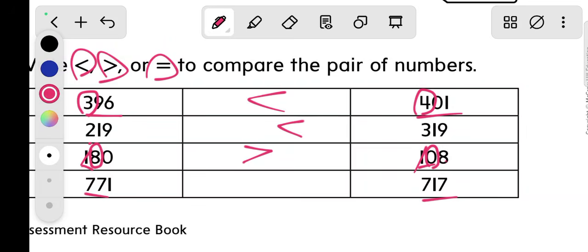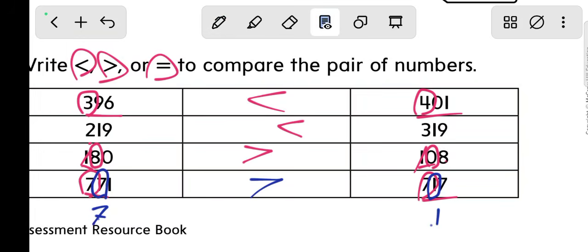Okay, 771, 717, which one is bigger? So what is the number in hundreds place? 7, and here is 7 too. So they are equal. But let's check the tens place. The tens place here is 7, and the tens place here is 1. So 7 is more than 1, so that means 771 is more than 717.